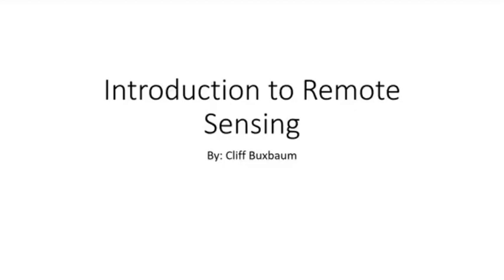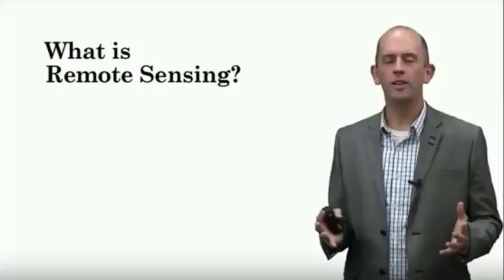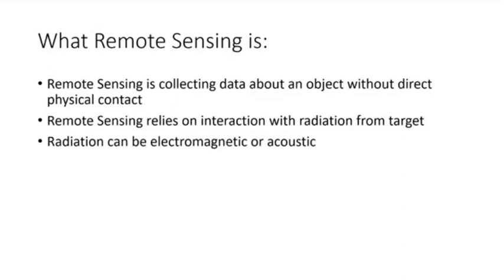map stationary targets. Now, you may ask, what is remote sensing? Remote sensing is collecting data about a target without being in direct contact with that target. This is usually done with a sensor that receives acoustic or electromagnetic radiation from the target.